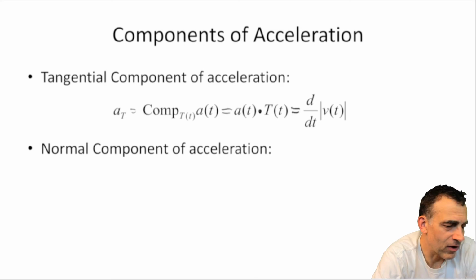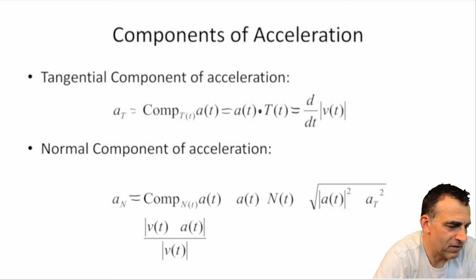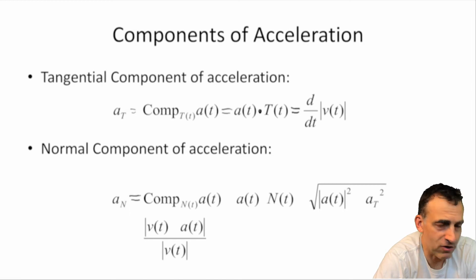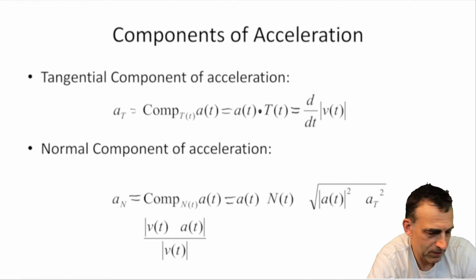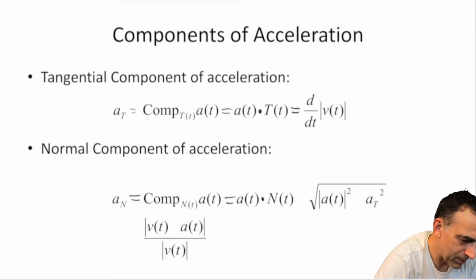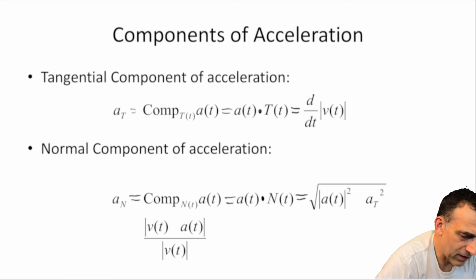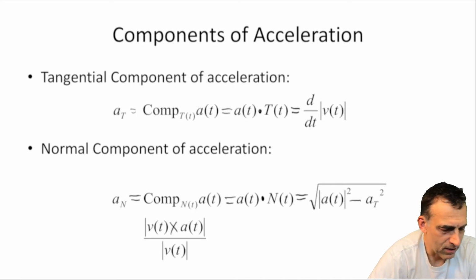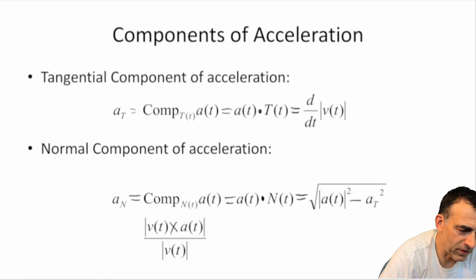The normal component of acceleration, on the other hand, is a little bit more complicated to compute. It's the scalar component of a of t in the direction of the unit normal vector, which we haven't even computed, which also equals a of t dotted with the unit normal vector. But here's the easy way to compute this: I take the acceleration vector and find its magnitude, and then I treat this like a Pythagorean triple.